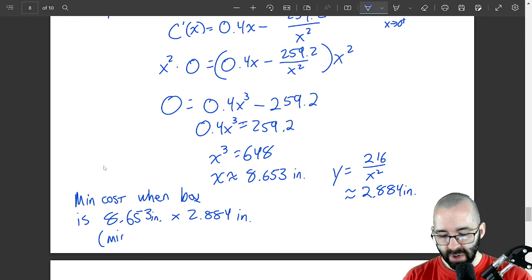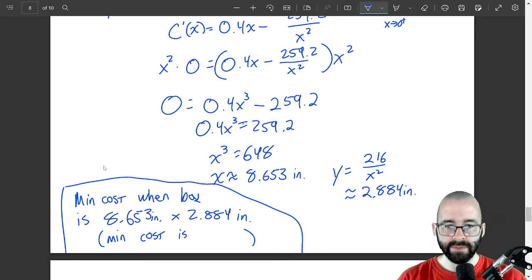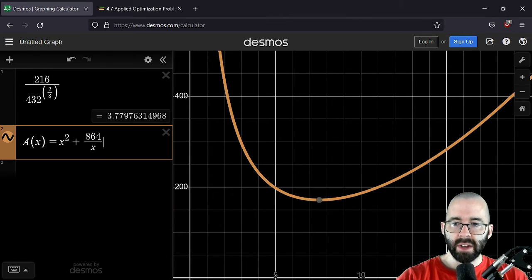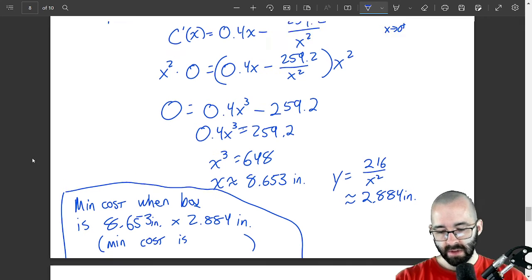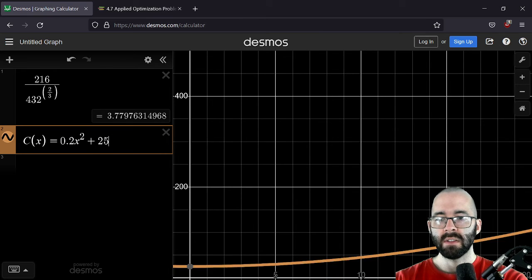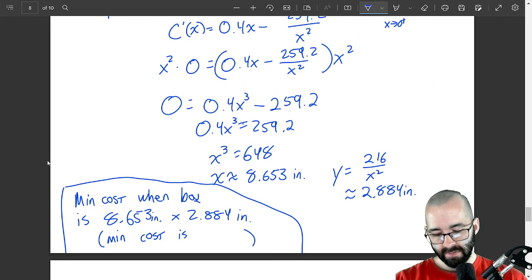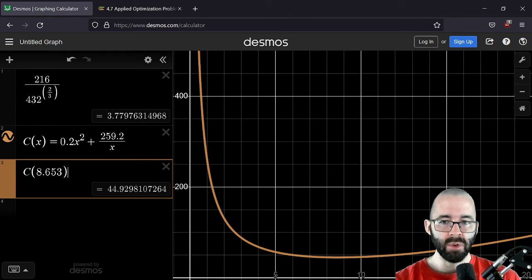And the min cost, if we wanted to, you could plug that into your cost function. Didn't ask us to do this, but it is kind of interesting. If we plug that into our cost function, oh, I didn't put our cost function. Our cost function was 0.2x squared plus 259.2 over x. So when x is 8.653, the cost is about $44.93.